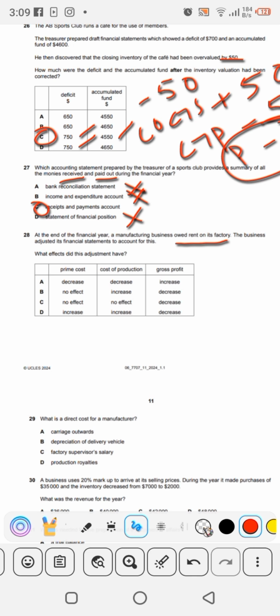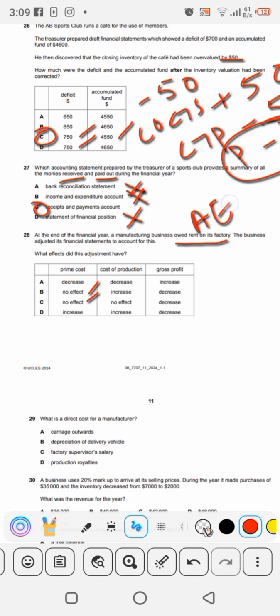Then question number 28, at the end of the financial year, a manufacturing business owed rent on its factory. The business adjusted the financial statements to account for this. It will have no effect on the prime cost as it is an indirect expense, not a direct expense.